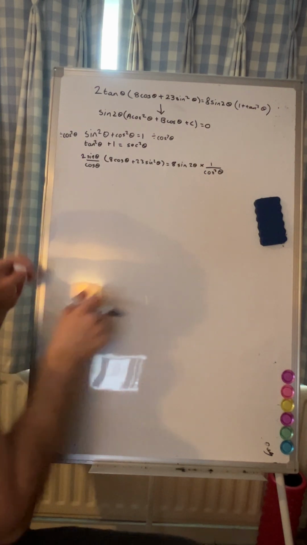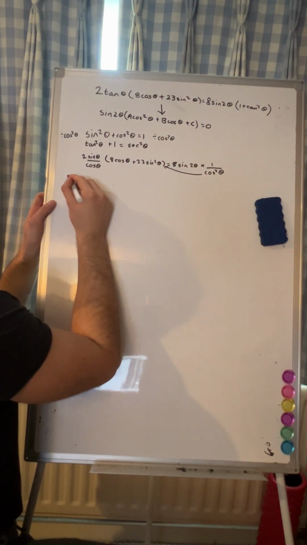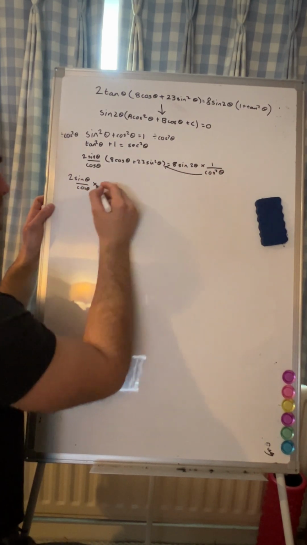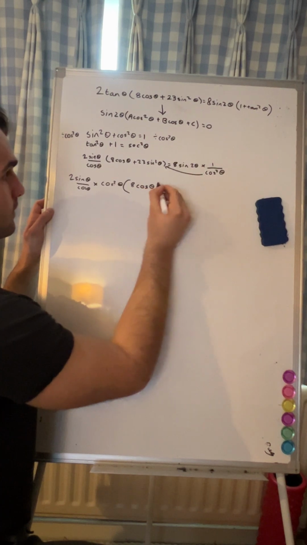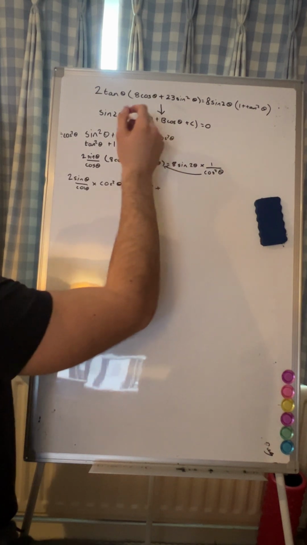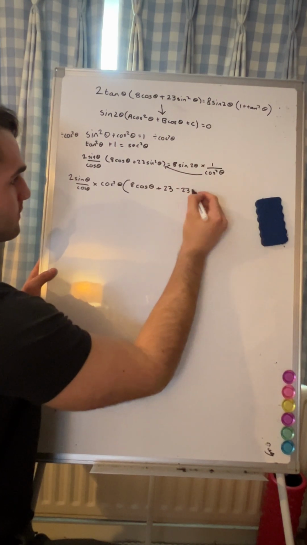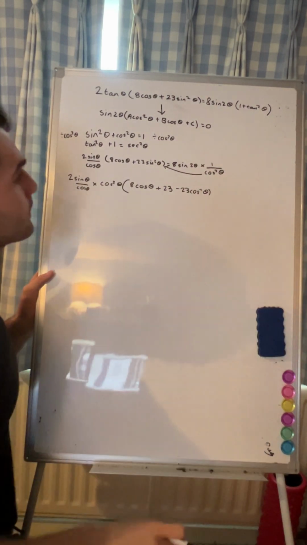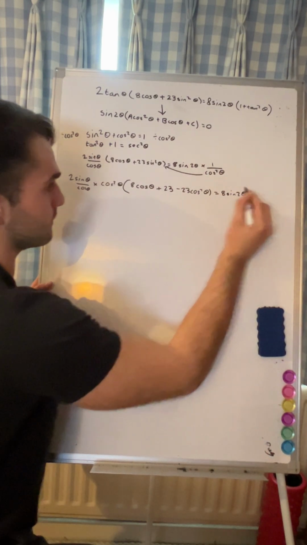And now if we times both sides by cos squared theta, so we want to get this on this side, we're going to get that it's 2 sine theta over cos theta times the cos squared theta, and then brackets, cos theta plus 23 sine squared theta. If we're going to replace sine squared theta with 1 minus cos squared theta, we're going to have 23 minus 23 cos squared theta. Sorry, move that. Where are we? Equals 8 sine 2 theta.